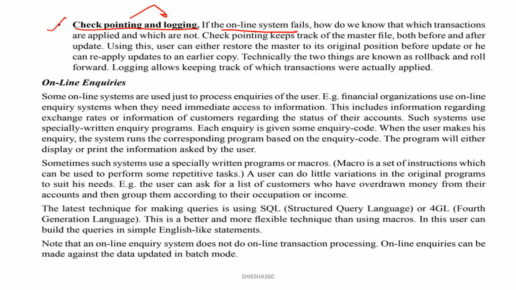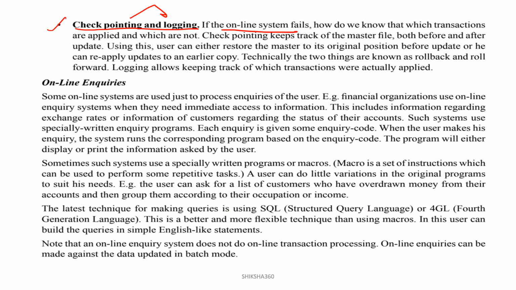Clear? If the online system fails, how do we know which transactions are applied and which are not? Here, checkpointing keeps track of the master file, both before and after update. Using this, the user can either restore the master to its original position before update, or reapply updates to an earlier copy. That is checkpoint and logging.